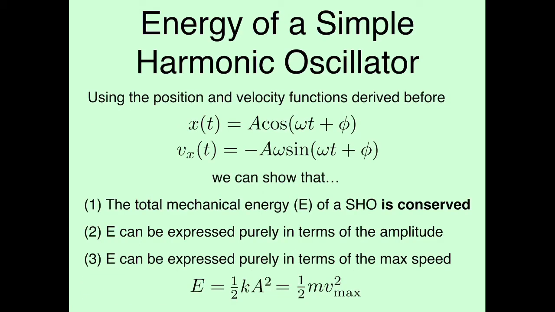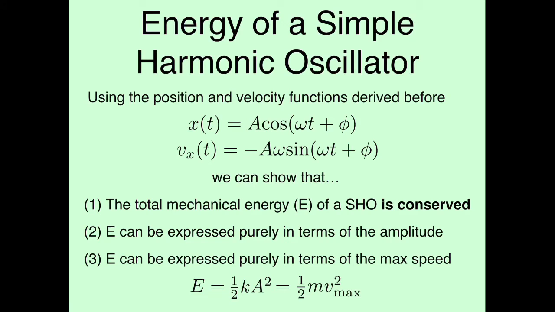So the next thing I'd like us to take a look at is how we can use the results of the previous video, the position and the velocity functions that we derived, to say something about energy in a simple harmonic oscillator. So here's what we're going to do. We're going to take x as a function of t. Remember, the general solution for this is a cosine omega t plus phi. And v as a function of t, this is our velocity function, is given by minus a omega times sine omega t plus phi.